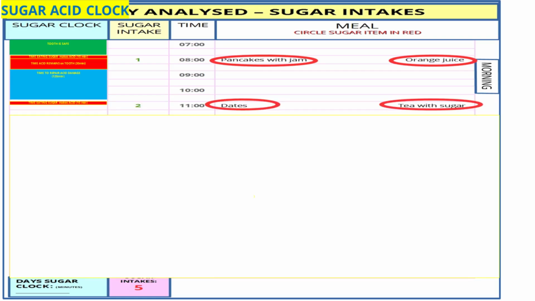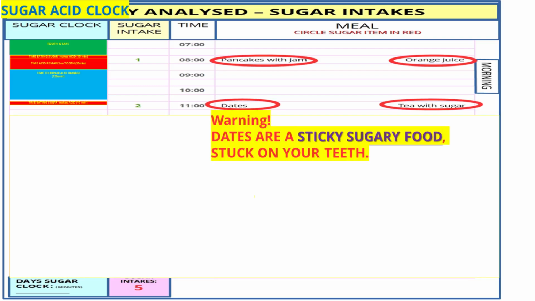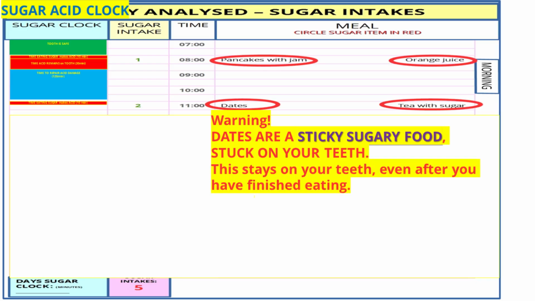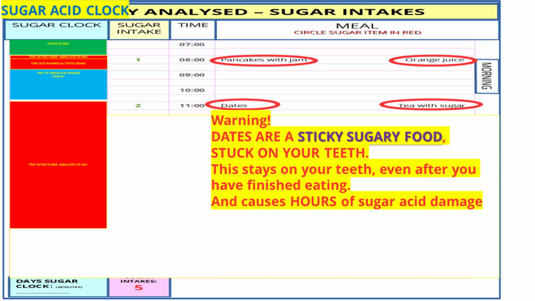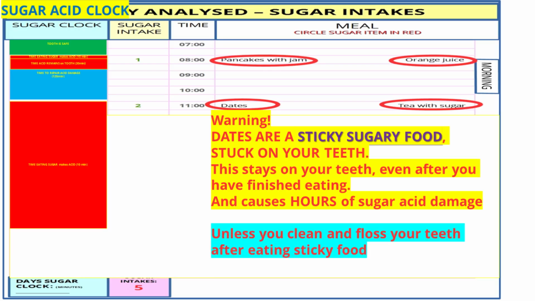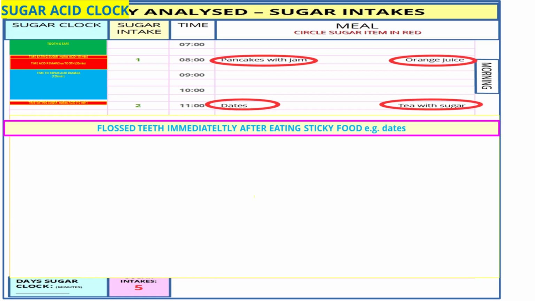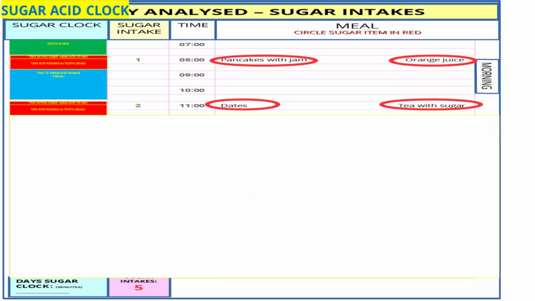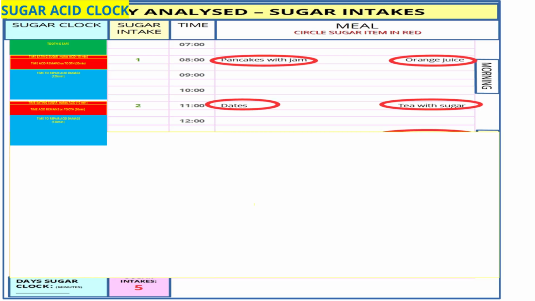At 11 o'clock we have dates and tea with sugar over 10 minutes, but dates are a sticky sugary food and are stuck on your teeth even after you have finished eating for many hours and cause hours of sugar acid damage, unless you clean and floss your teeth after eating this food. So if we have flossed our teeth immediately after eating this food, then you avoid hours of sugar acid damage. So we have a sugar acid clock of 40 minutes and a saliva repair time of 120 minutes.